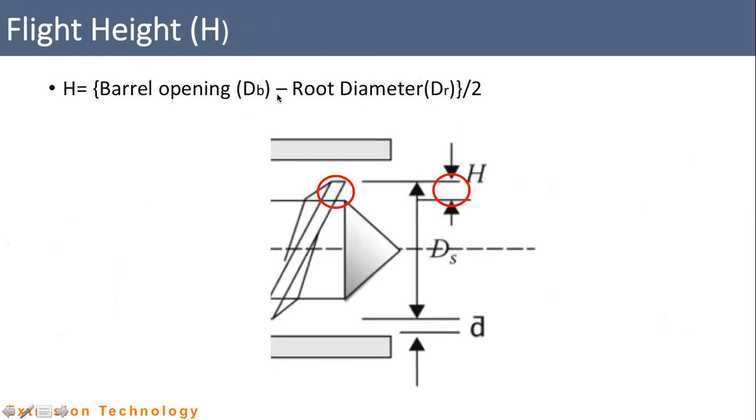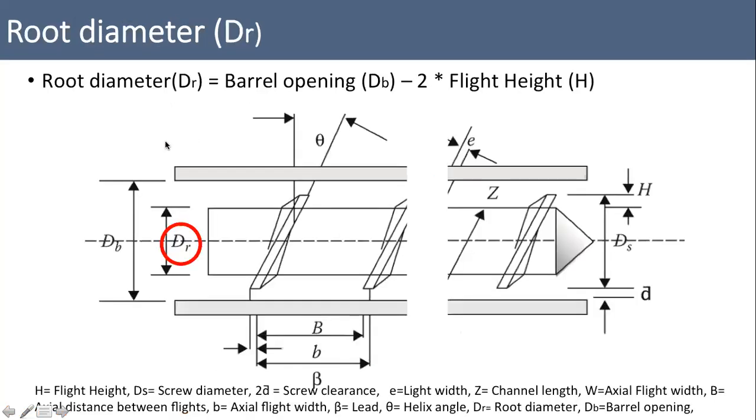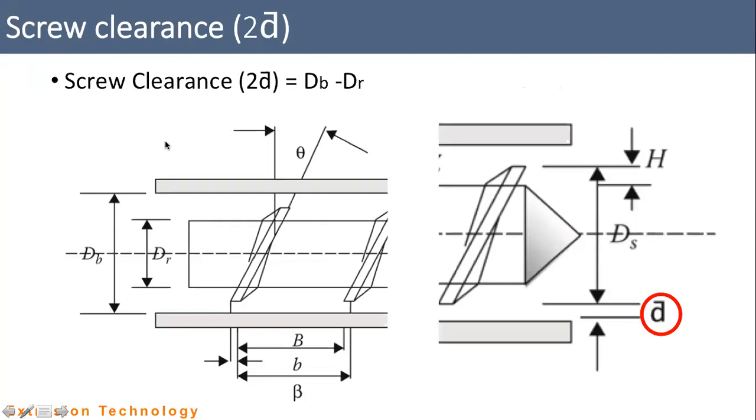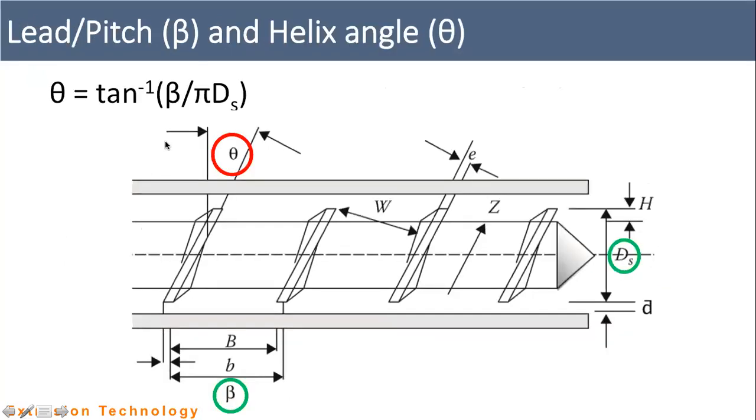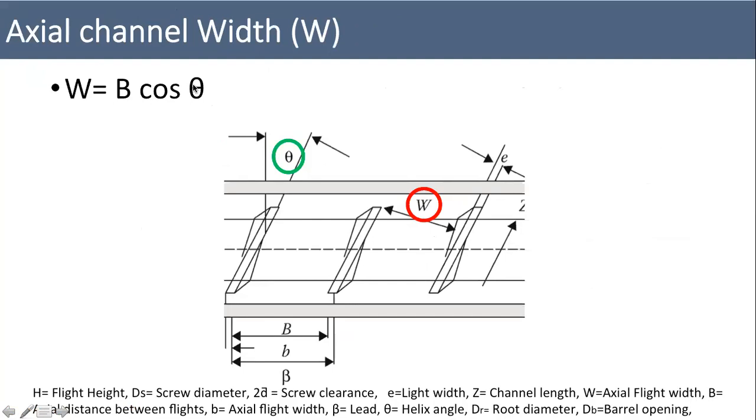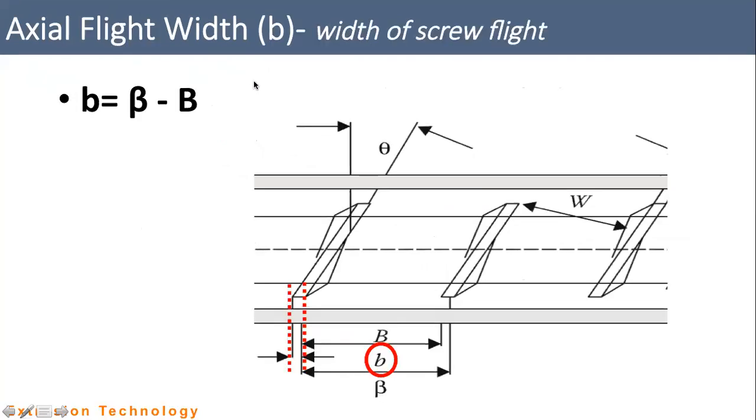h equals DB minus DR divided by 2, right? Very similar equations, you can easily understand, right? Okay. How to calculate theta? This is the equation. Right? And axial channel width. How to get the axial channel width? Right? Axial flight.